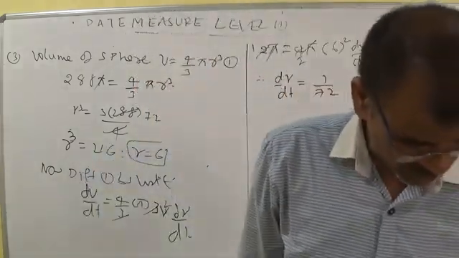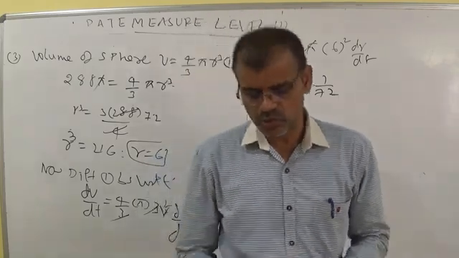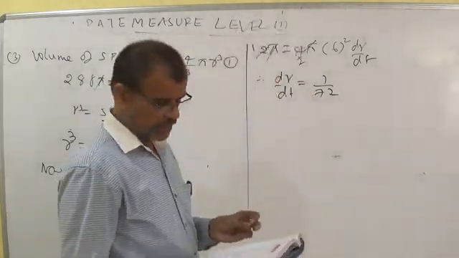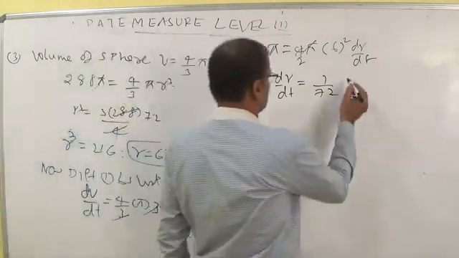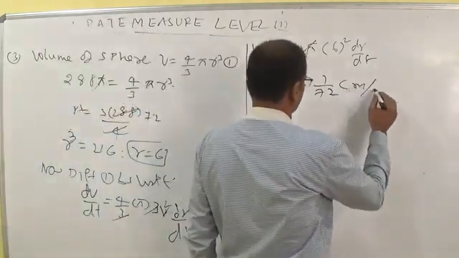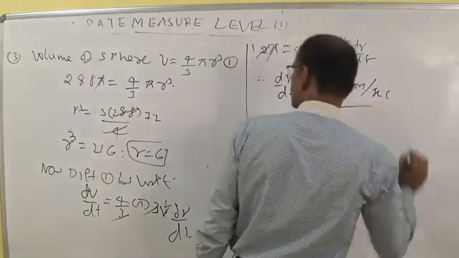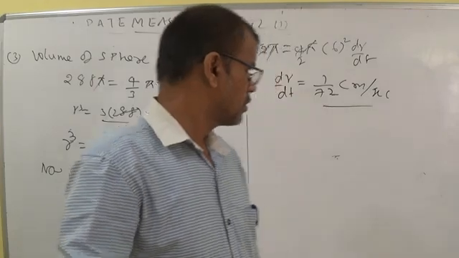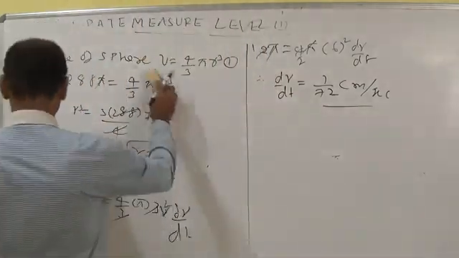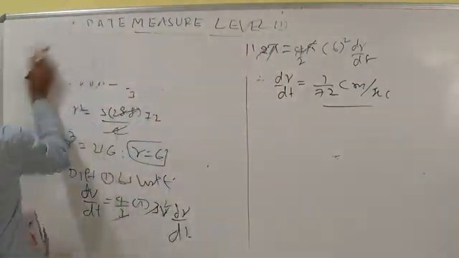The change of radius, whatever he gave, in the units we should write. He gave the units as centimeter per second. So it is the second option. dr by dt, the rate of change of radius in the given ball, is 1 by 72 centimeter per second. Let us see the fourth question.